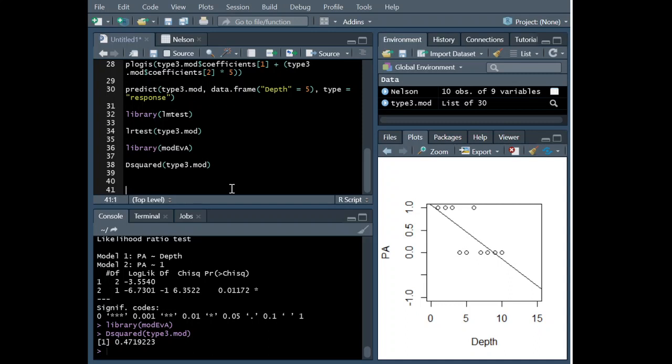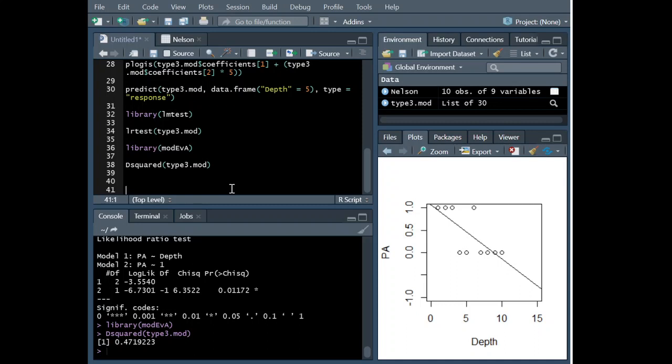So depth is actually doing a pretty good job. That's a moderately strong, nearly moderately strong D-squared value. For archaeological data, that's pretty good, especially with only 10 data points here. So depth has definitely got something to do with what's going on with the presence-absence of these type 3 ceramics. So we've got a significant model, we've got a good D-squared value.